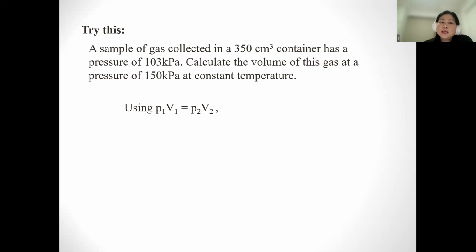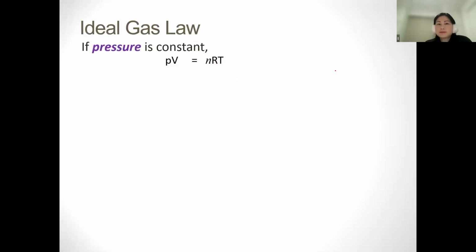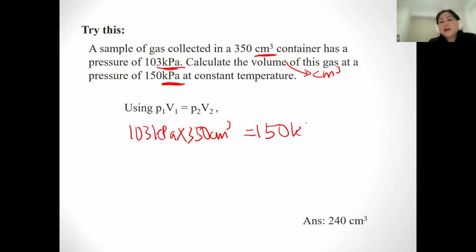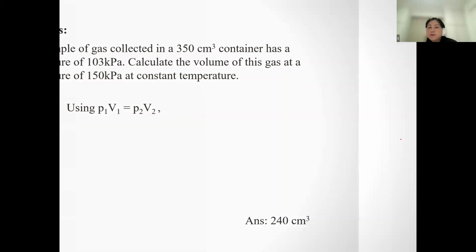Okay, so let's look at these cases. This case, I have a 350 cm cube container. It has a pressure of so much. What is the volume of this gas at another pressure? I do not need to convert units as long as the units are consistent. So the volume in this case must be in cm cube. I will just sub in blindly what I'm given. So I will just put in 103 kilopascal times 350 cm cube equals 150 kilopascal times volume in cm cube. Then you'll find that there's only one unknown, then you can find the answer in cm cube.